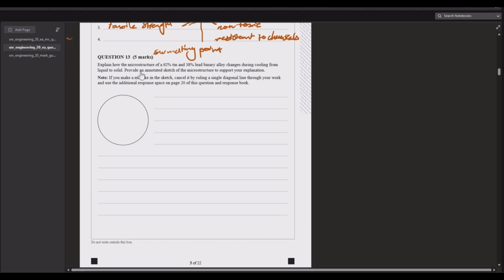Now, they didn't have this in my last exam, which is really great, because these questions, they suck. And they're not hard. It's just ambiguous, sort of. Alright. 62% tin, 38% lead, binary alloy.